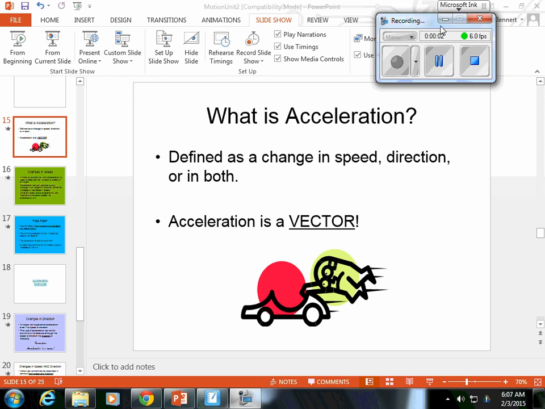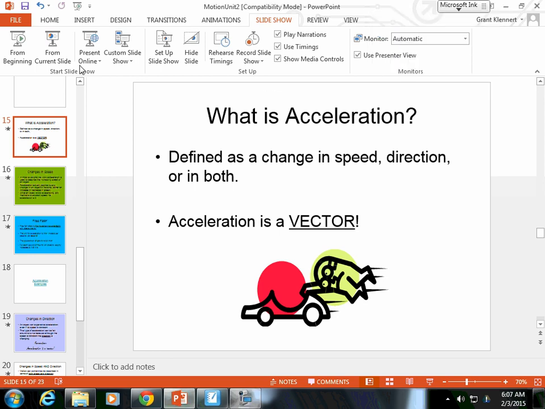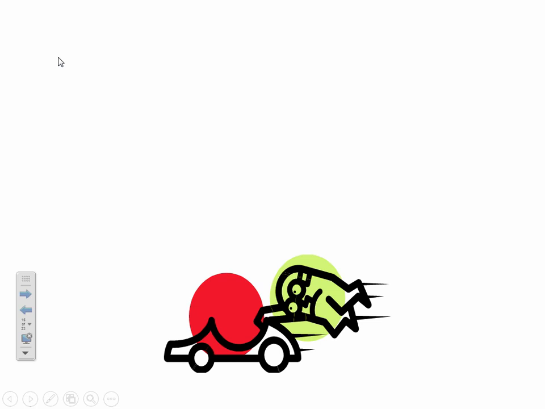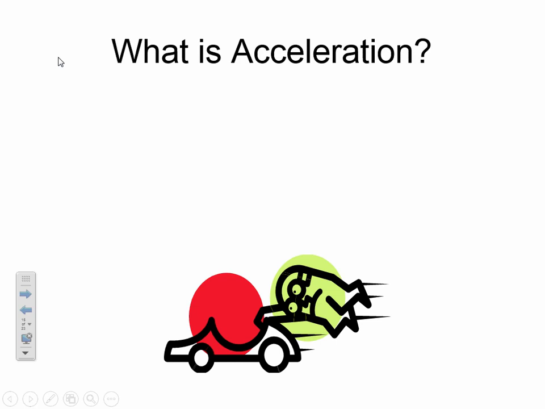All right, section 11.3, we're talking about acceleration. What is acceleration? So we've talked about two things so far. We've talked about distance and displacement. Remember, distance is your overall amount that you've traveled. Displacement is the distance between your starting point and ending point.